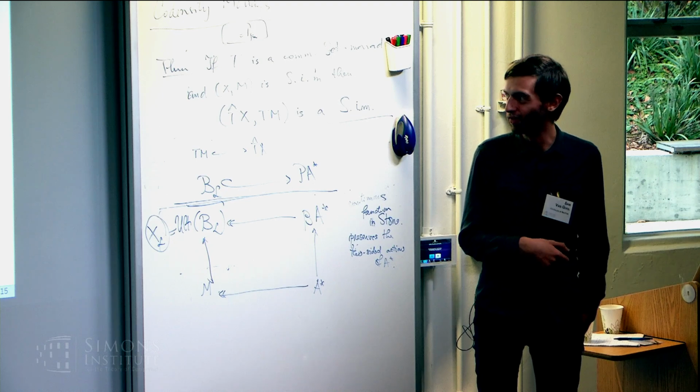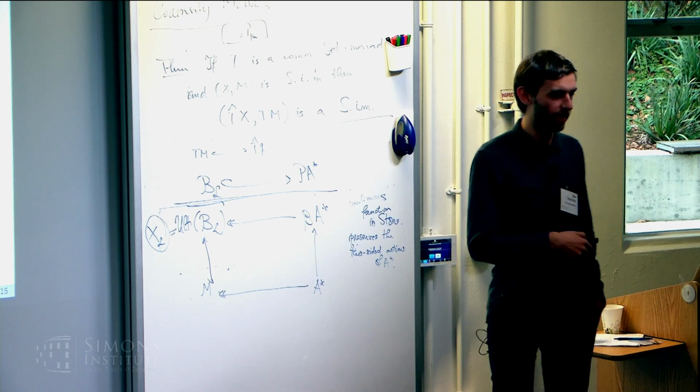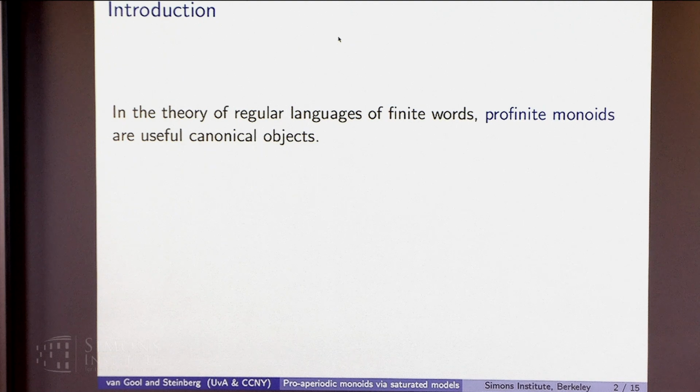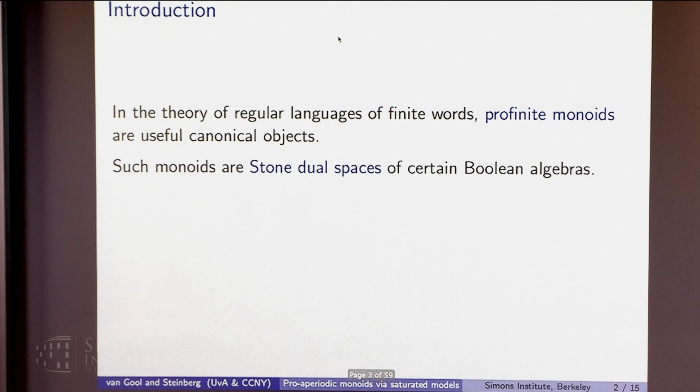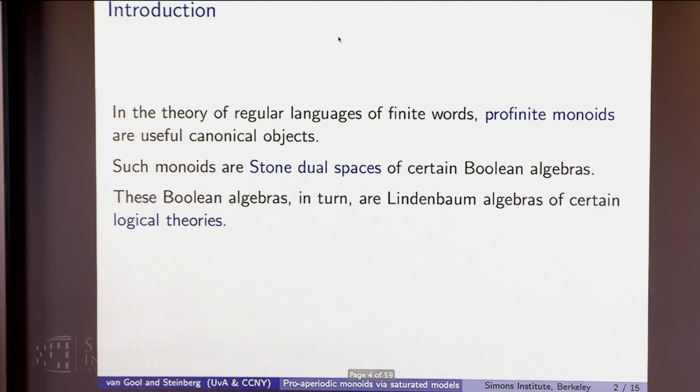So, in the theory of regular languages of finite words, pro-finite monoids, you've probably heard, are useful canonical objects. And as Daniela already explained earlier today, such monoids are Stone dual spaces of certain Boolean algebras. So any pro-finite monoid is in particular a Stone space. And these Boolean algebras, you may think of them as Boolean algebras of languages, but you may also think of them as Boolean algebras coming from logic, certain logical theories. I will explain this a little bit better in the rest of this talk.